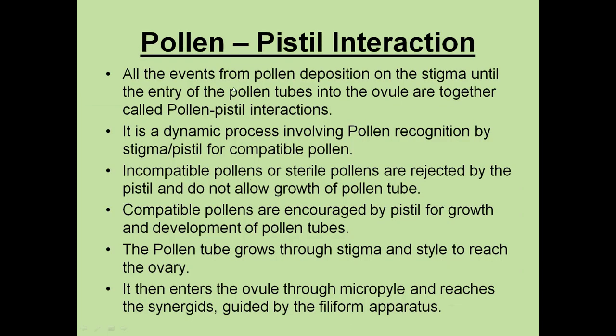Now, let's look at the important key points of the pollen pistil interaction. All the events from the pollen deposition on the stigma until the entry of the pollen tube into the ovule are together called pollen pistil interaction. It is quite a dynamic process in which pollen of compatible type are going to be recognized by the chemicals being present over the stigma. Only compatible pollens are being encouraged by the pistil for the growth and development of the pollen tubes. Pollen tube growth through the stigma and style reach to the ovary through the micropyle and reaches the synergids, and ultimately fertilization is going to take place.